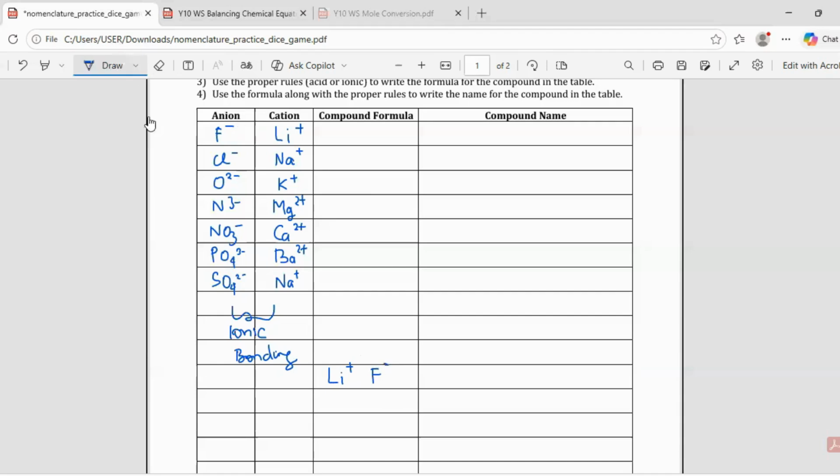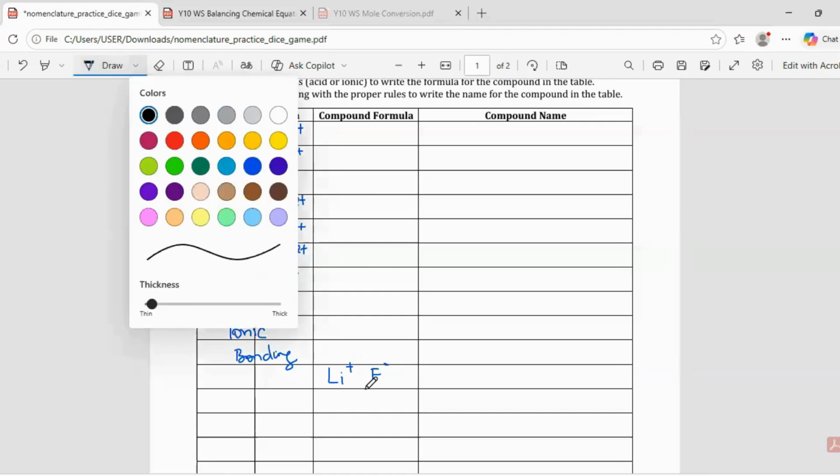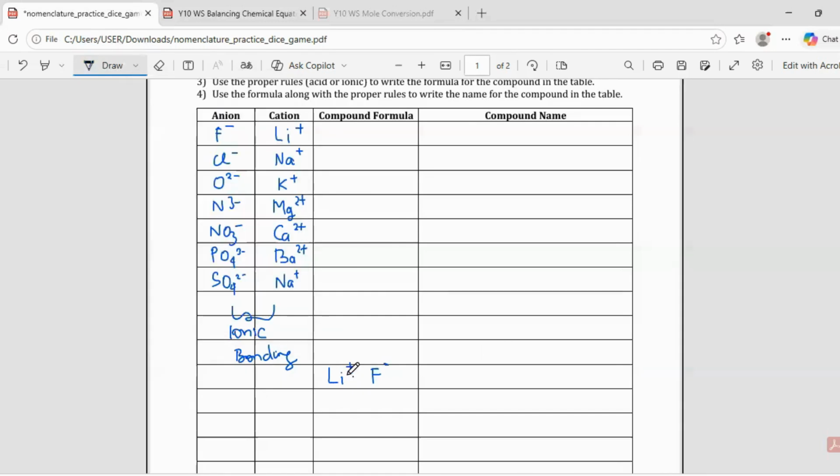For example, in this case, it's lithium with F. As you know, Li here means Li1+, and fluoride here is F1−. Since the number is 1, we don't need to write Li1F1. We don't need to write that because if it is only 1, we just ignore it, and we will write LiF immediately, without numbers.